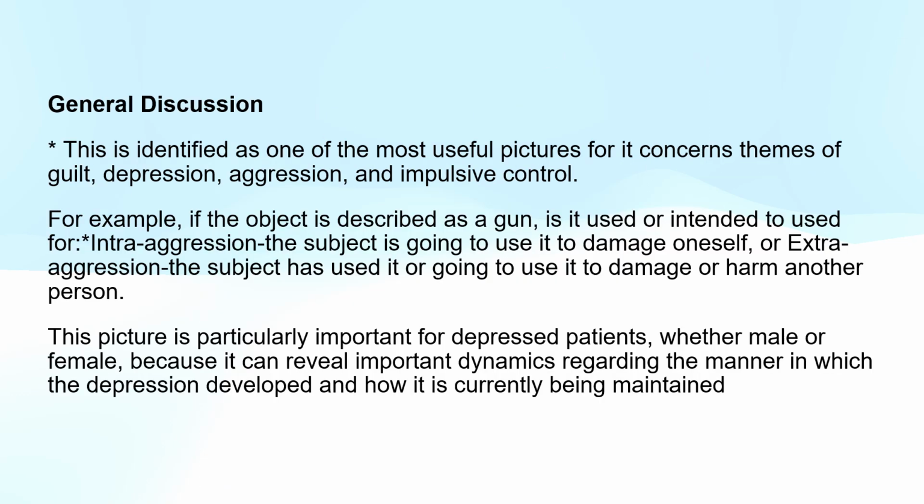This is identified as one of the most useful pictures, for it concerns themes of guilt, depression, aggression and impulsive control. For example, if the object is described as a gun, it is used or intended to be used for intra-aggression, where the subject is going to use it to damage oneself, or extra-aggression, where the subject has used it or is going to use it to damage or harm another person. So the person can represent it as keys, but he can also see it as a revolver, and then there might be intra-aggression or extra-aggression. All of these points we will find out from the story that the test taker has told us.